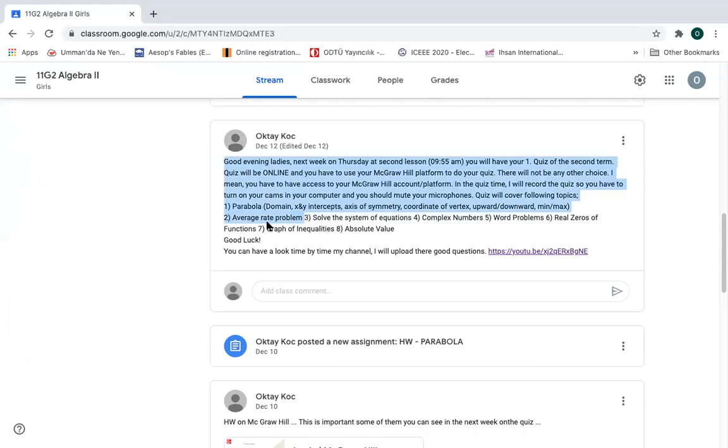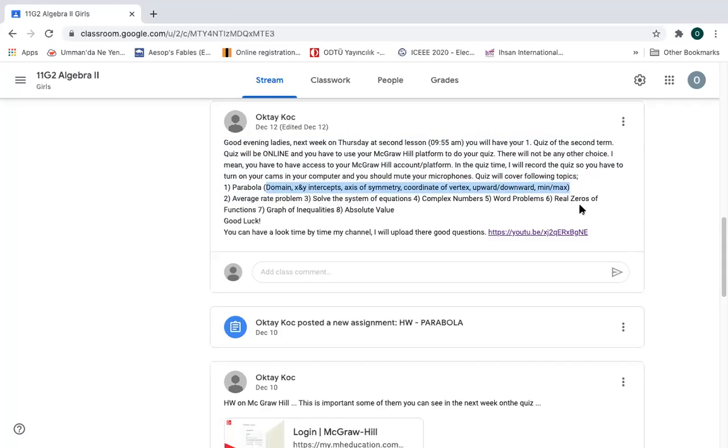Average rate of change, be careful: delta y over delta x, which is (y2 minus y1) over (x2 minus x1). Solution of the system, we know, even two equations, even three equations, we solve lots of things. And for the parabola: domain, x and y intercepts, axis of symmetry, coordinates of the vertex, upward, downward, minimum, maximum. Real zeros means the roots.